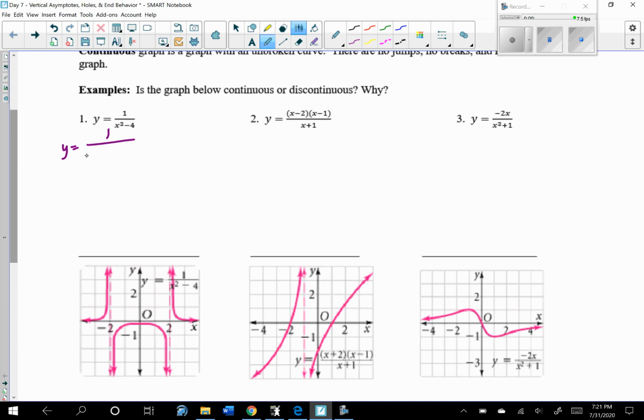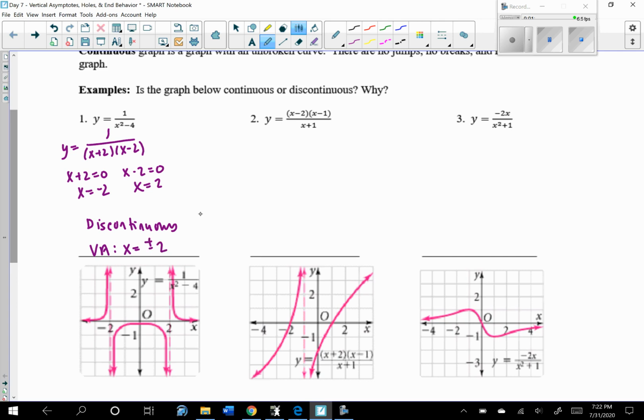So if I factor, this is a difference of two squares, so that becomes (x + 2)(x - 2). And remember yesterday we talked about the fact that the zeros of the denominator are going to give us our vertical asymptotes. So if I set each of these factors equal to 0 and solve, I get x equals -2 and x equals 2. That actually gives me my vertical asymptotes on my graph. So of course this is discontinuous. And the discontinuities, we would say, are vertical asymptotes at x equals plus or minus 2.